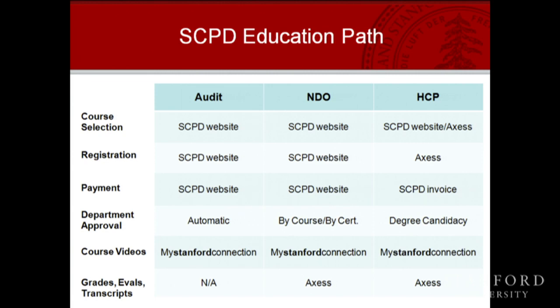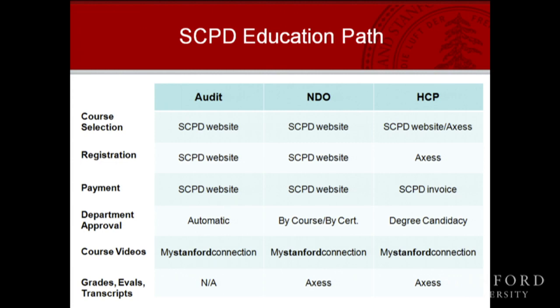And then the auditors, they aren't taking it for credit, and there's no interaction with the teaching team, so the departments don't need to approve that process. We can just go ahead and process the audit enrollment. The videos, which I'll go over in more detail in a moment, can be accessed in your My Stanford Connection account on the SCPD website. So that's where you will log in to view the lectures each week.